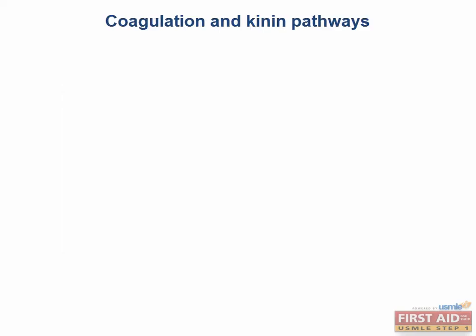Now we're going to tackle the coagulation and kinin pathways. This can be a daunting process at first glance, but it's really about breaking these massive diagrams into their individual components and then bringing everything together at the end. The three major components are the intrinsic pathway, the extrinsic pathway, and the common pathway. The job of both the intrinsic and extrinsic pathways is to help initiate and maintain coagulation. So they both have the same goal, and we'll start with the extrinsic pathway.